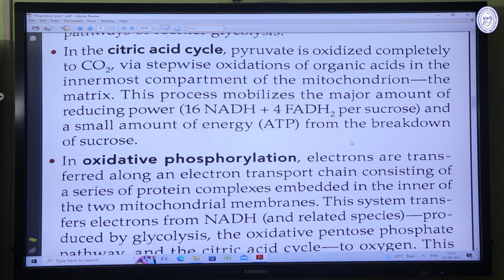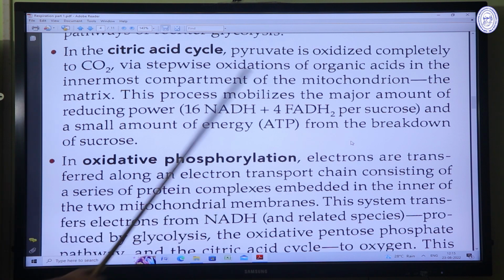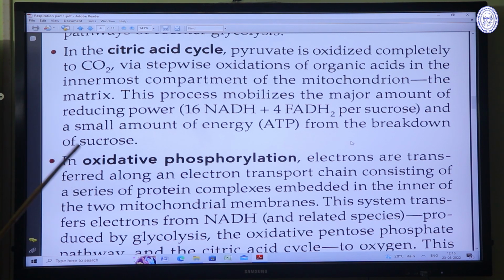And of course, this process will mobilize a major amount of reducing power. As I have already mentioned earlier, here 16 NADH, 4 FADH2 will be produced, and a small amount of energy in the form of ATP or GTP will be produced from the complete breakdown of sucrose molecule.